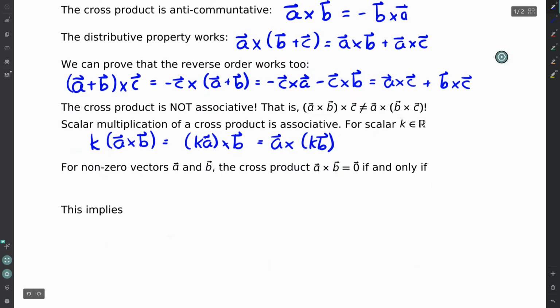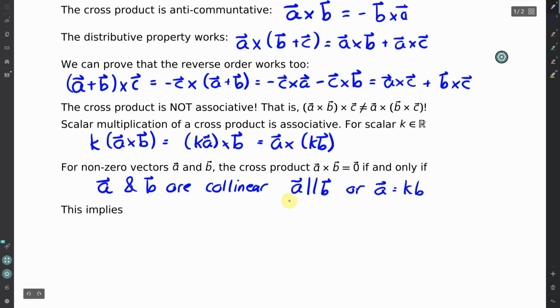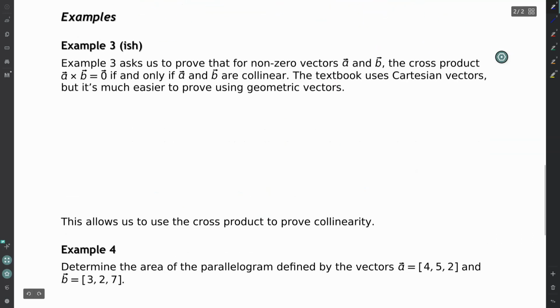Final useful property of the cross product is we get the zero vector as a result of the cross product if and only if vector A and B are collinear. So that means that A is parallel to B, or equivalently A is some scalar times B. And this means that if we cross a vector with itself, we always get the zero vector. Let's look at some examples of using this.